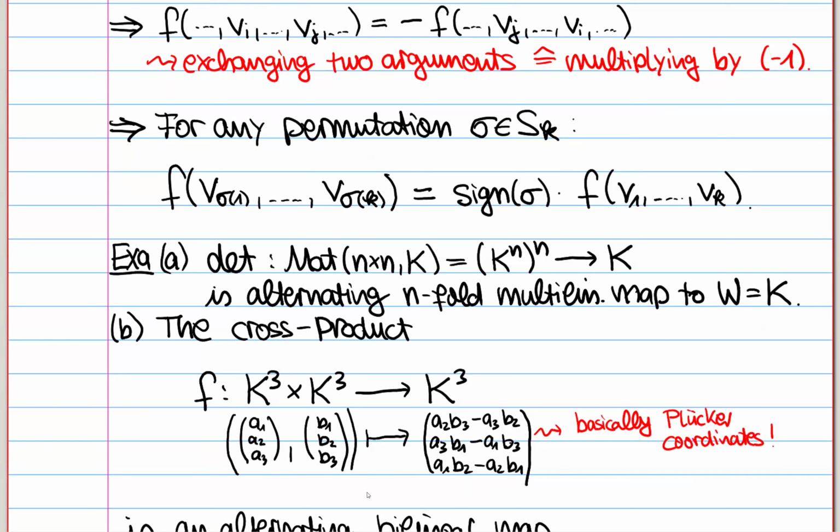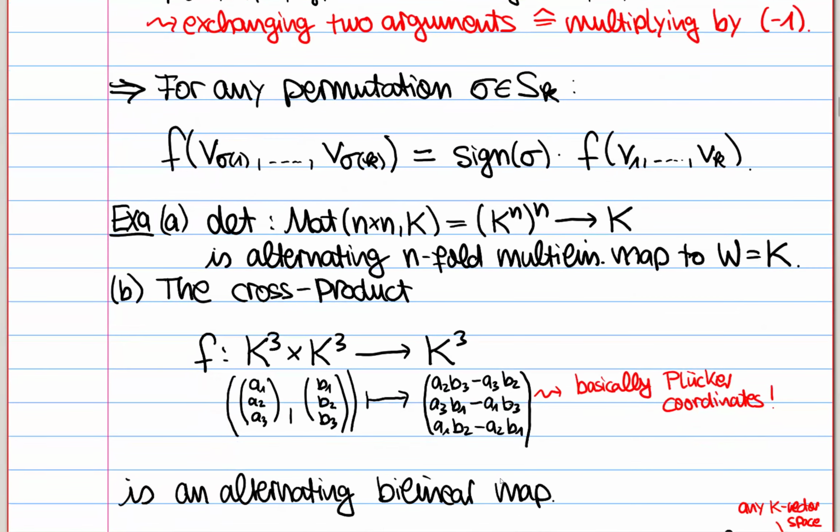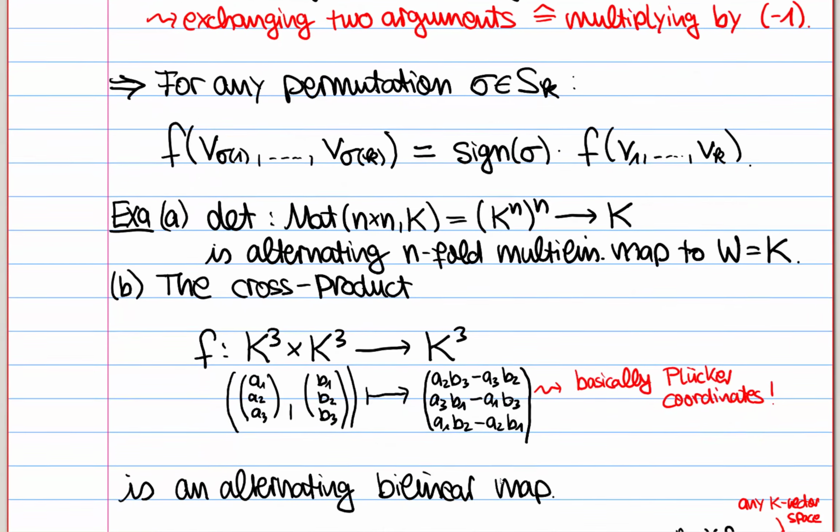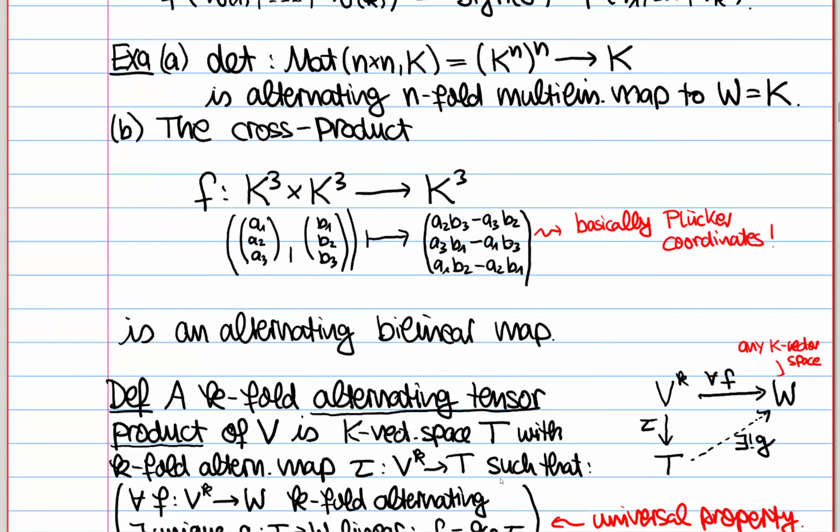And so basically, up to the sign, these are what we call the Plücker coordinates. This is the one motivation that I can offer while we talk about these alternating tensor products, because this phenomenon we'll see where it comes from when we discuss later the Plücker embedding in this new fancy language. Okay, but anyway, that's a second example of an alternating bilinear map.